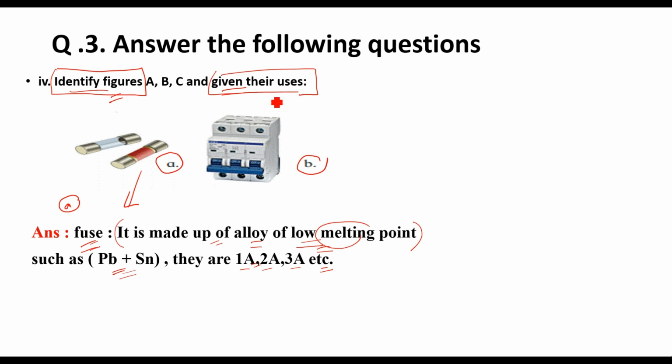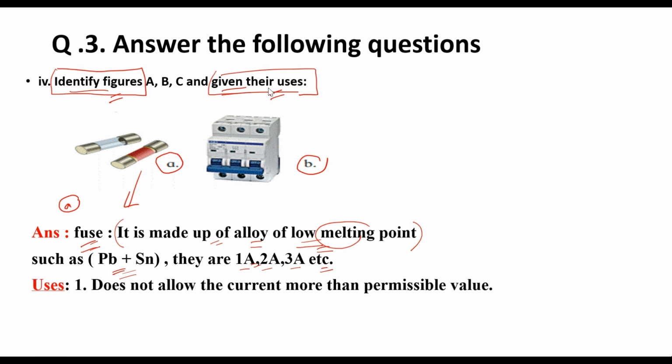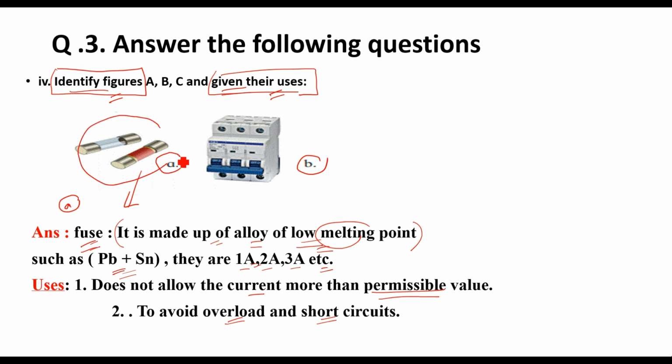Then the other part is very important. What is the use of the fuse? So at the end we have written the use. The use of the fuse: it does not allow current more than the permissible value, and to avoid overloading and short circuit, the fuse is used. So this is the ideal or proper answer for diagram number A.